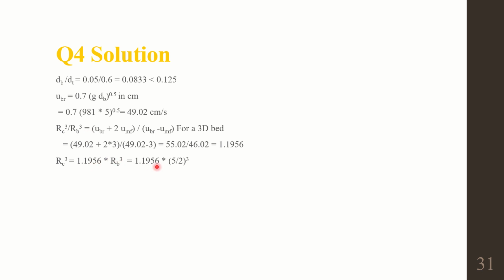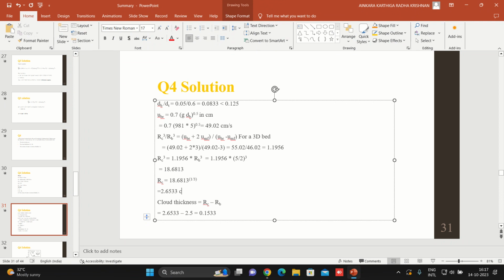RB we know as 5 centimeter diameter, so RB is 5 by 2 centimeter. So it is 1.1956 into 2.5 to the power cube, and we are getting 18.6813, which is RC cube. So RC is the cube root of 18.6813, and we are getting RC as 2.6533 centimeter. I think it is better we write equations.